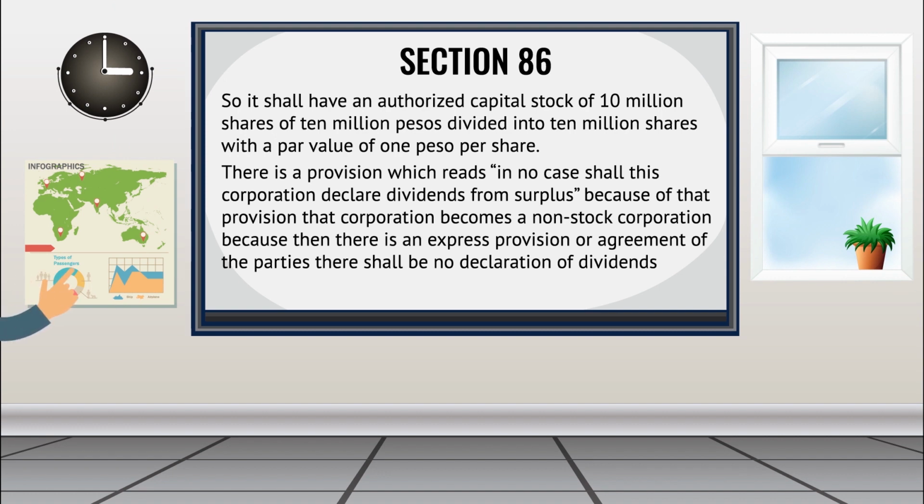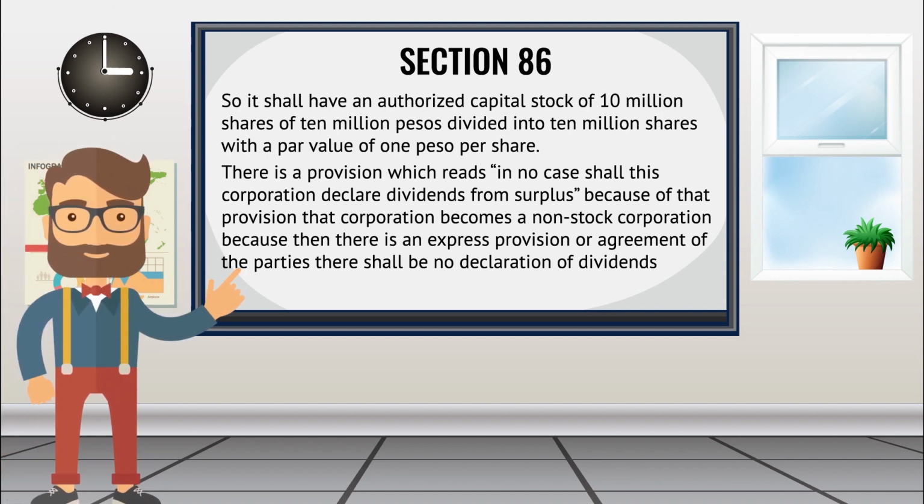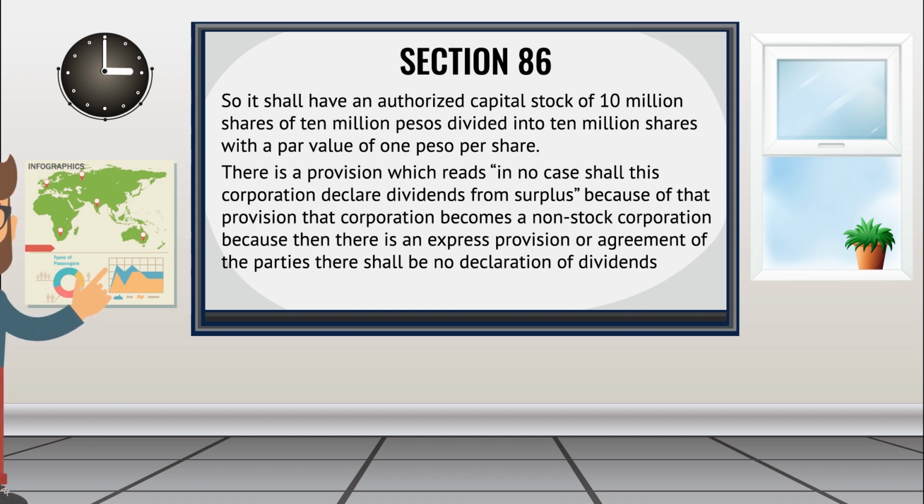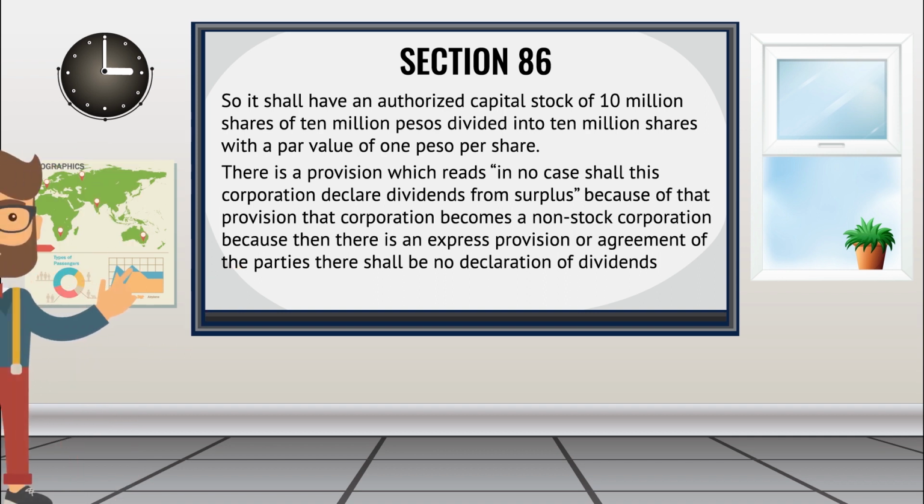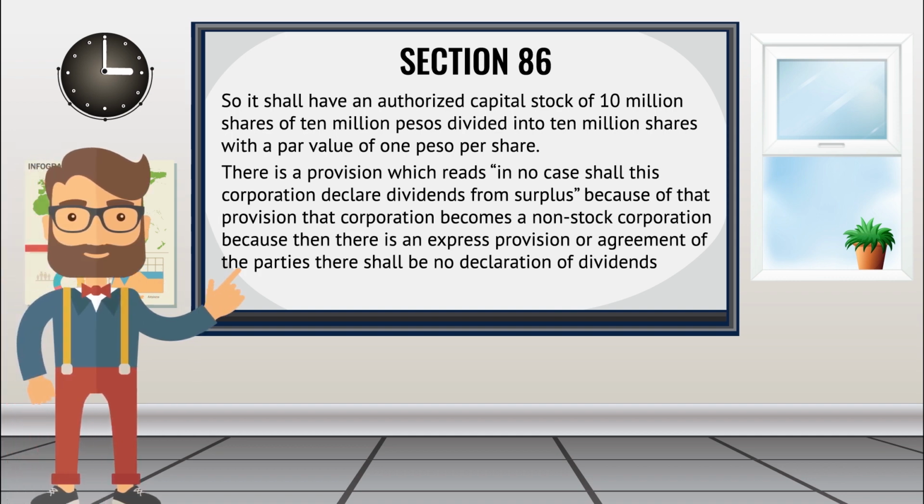So it shall have an authorized capital stock of 10 million pesos divided into 10 million shares with a par value of 1 peso per share. There is a provision which reads, in no case shall this corporation declare dividends from surplus. Because of that provision, that corporation becomes a non-stock corporation, because then there is an express provision or agreement of the parties that there shall be no declaration of dividends.